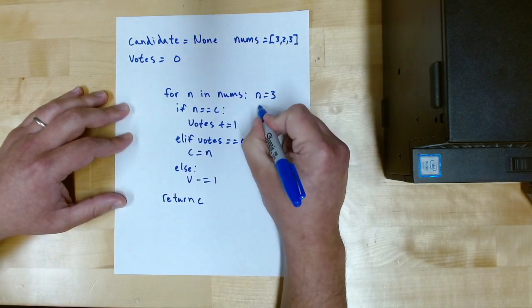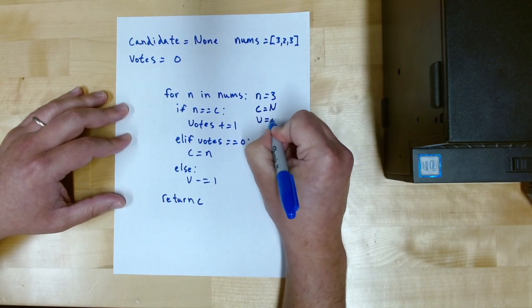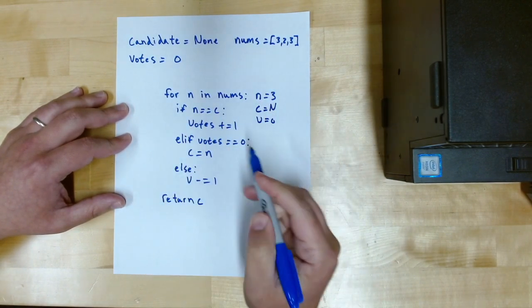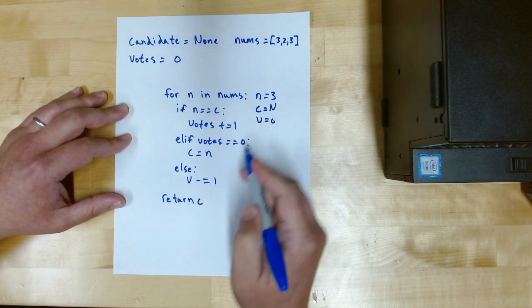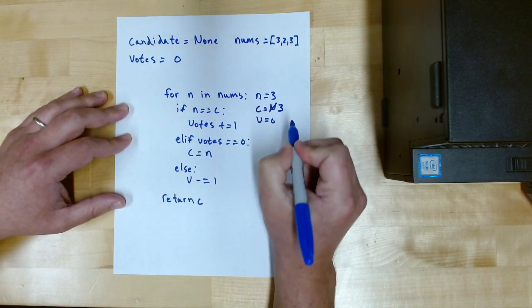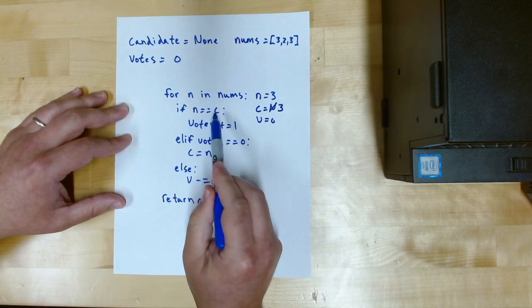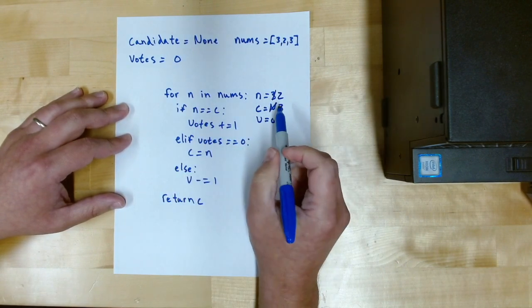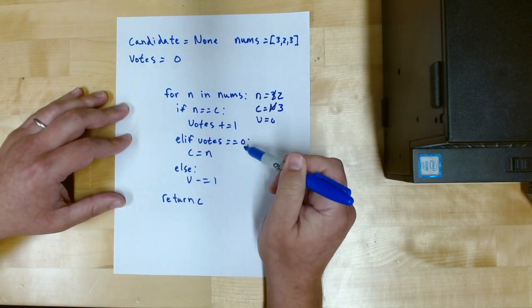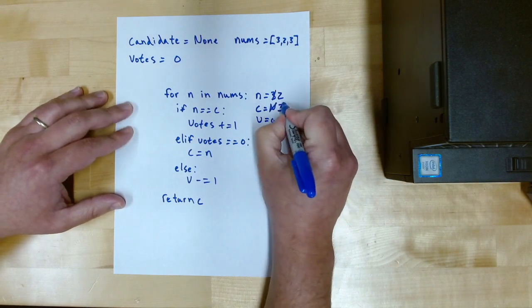N equals 3, candidate equals none, and votes equals 0. So n equals 3. Does n equal candidate? No. Does votes equal 0? Yes. So candidate becomes 3. Now we're going to go through again. Now n equals 2. Does n equal c? No, it does not. Is votes 0? Why, yes, it is. So c now becomes 2.